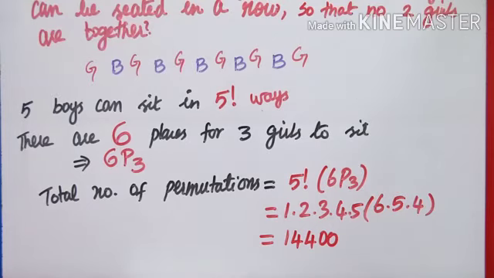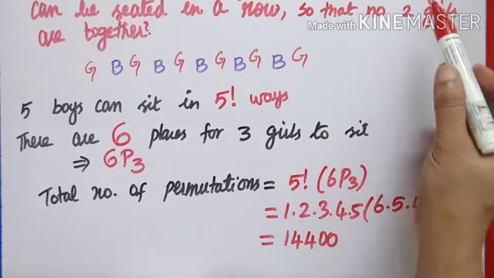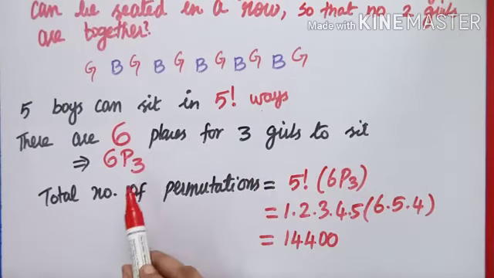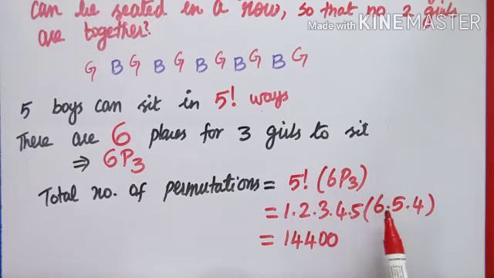So we have found out 5 boys, no condition, 5 factorial, 3 girls not together. There are 6 places for 3 girls, so 6P3. 6P3 tells me 6 into 5 into 4. 5 factorial is 1 into 2 into 3 into 4 into 5. Multiply and write out the answer.